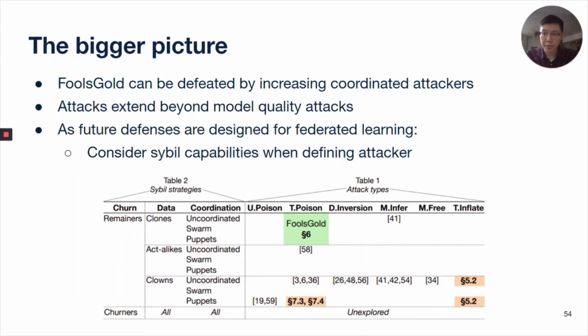Going back to the bigger picture, FoolsGold is just one solution for one section in the space of various Sybil attacks and Sybil strategies. And even FoolsGold can be defeated as a stronger Sybil adversary is assumed. We urge the community as a whole, when considering defenses and attacks for federated learning, to also consider the capabilities of sybils when defining the role of the attacker.